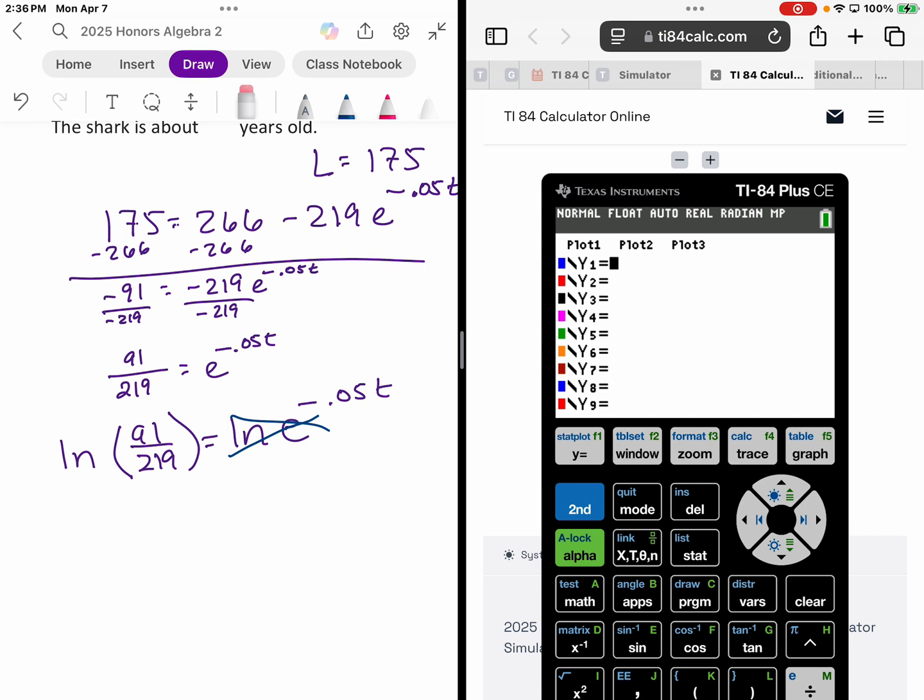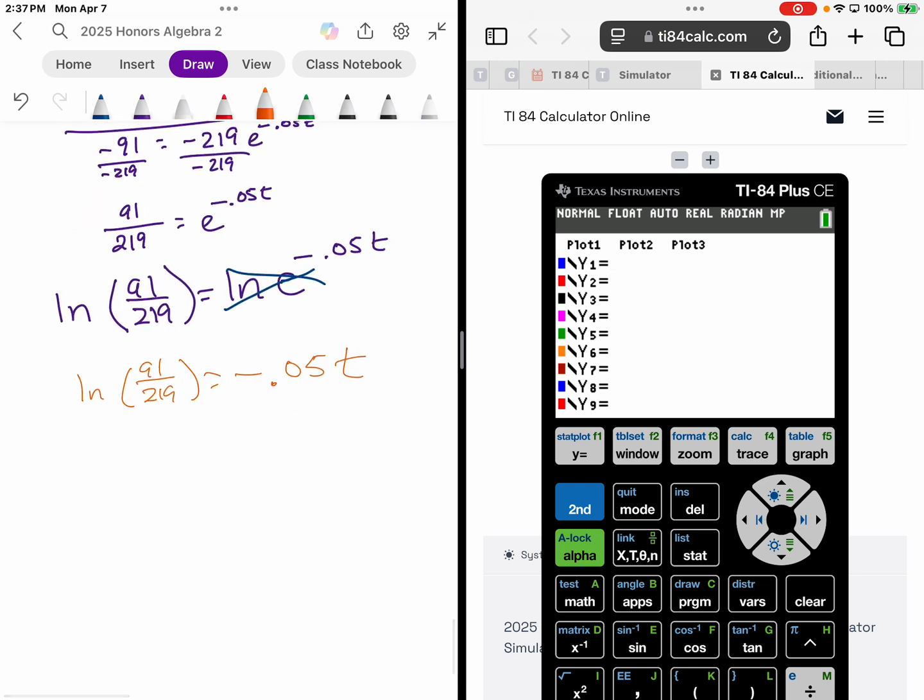And now I'm left with the ln of 91 over 219 equals negative 0.05 times t. Yes? What's ln? Natural log. That's log base e. Good question. You were gone last week. ln is equal to log base e.